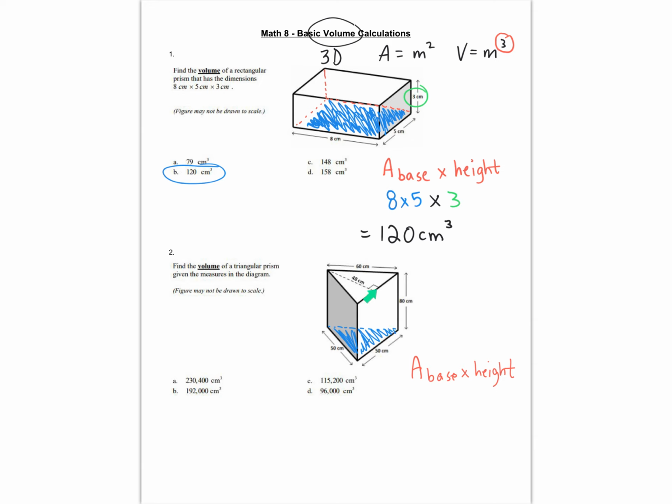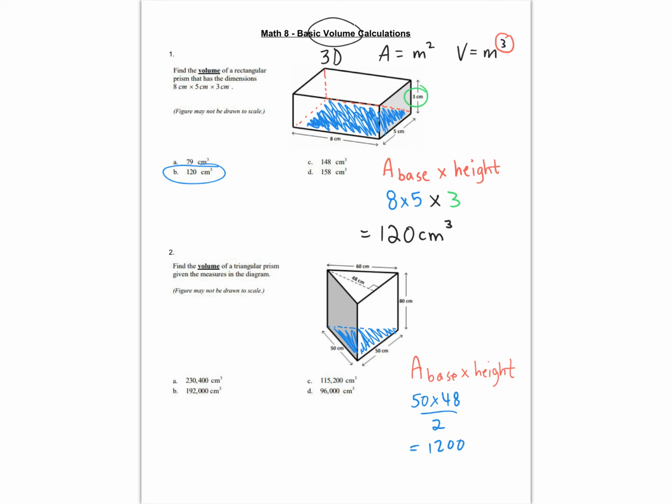So to find the area of this triangle, because this one's the same, it's the horizontal by the vertical divided by 2, because it's a triangle. So we're going to have 50 times 48 and then divided by 2. So the area of the base is 50 times 48 divided by 2, which gives us 1200.